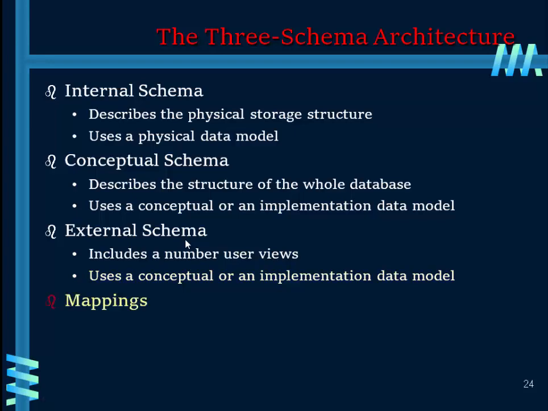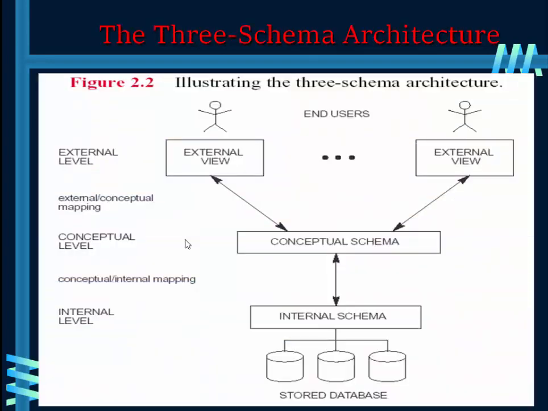Let us see the architecture of the three schema architecture. See, this is the three schema architecture. This is called the user level, this is called the conceptual level, and this is called the internal level. Let us see the meaning of the external level, the conceptual schema and conceptual level, and the internal schema or physical level. This whole schema architecture describes how the data is represented.